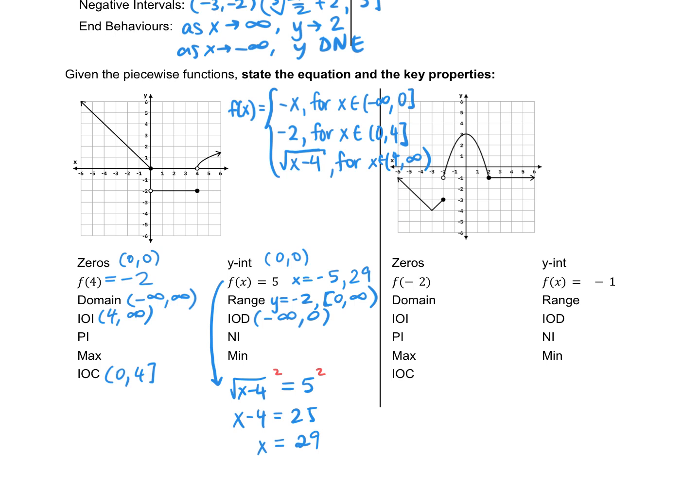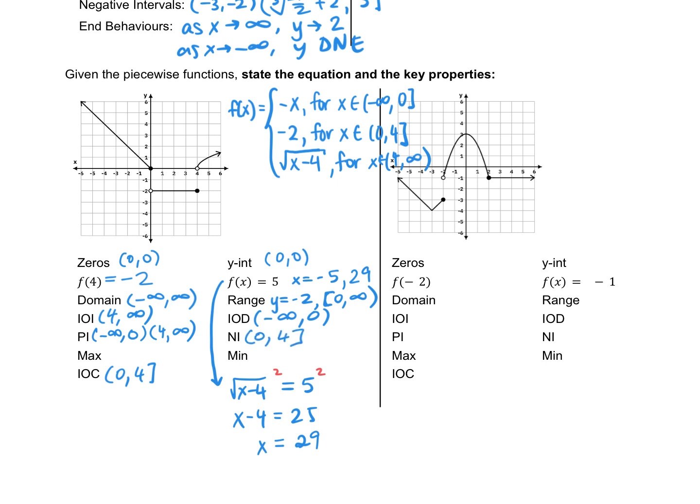And at 4, I was able to put a closed bracket because that is an actual point, and that entire line segment is horizontal. It's constant y values. They are not going up or down like on the downwards line or the square root. My positive interval is this line segment and the square root. So that would be from -infinity to 0 and from 4 to infinity. My negative interval is that horizontal line segment that is from 0 to 4.